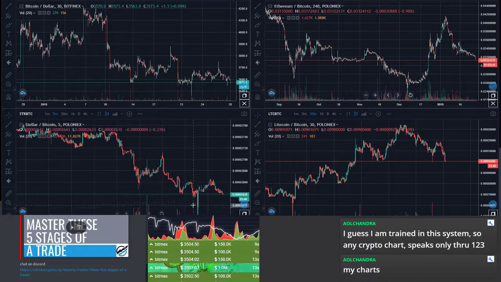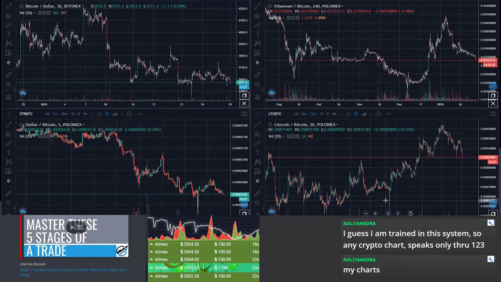We've got Stellar, Bitcoin pushing down to levels. Everything's looking weak. It all looks like it's going to be setting back.